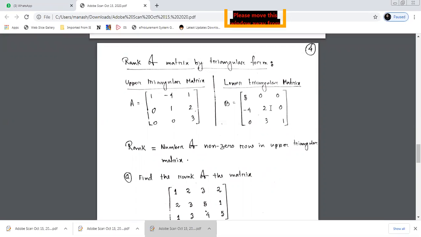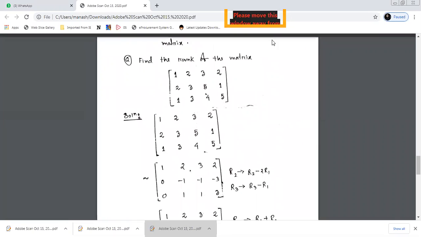Now see here, what is the rank of a matrix in the case of triangular form? The rank is equal to the number of non-zero rows in the upper triangular matrix. What is called a non-zero row? A non-zero row is a row in which not all the elements are equal to 0.